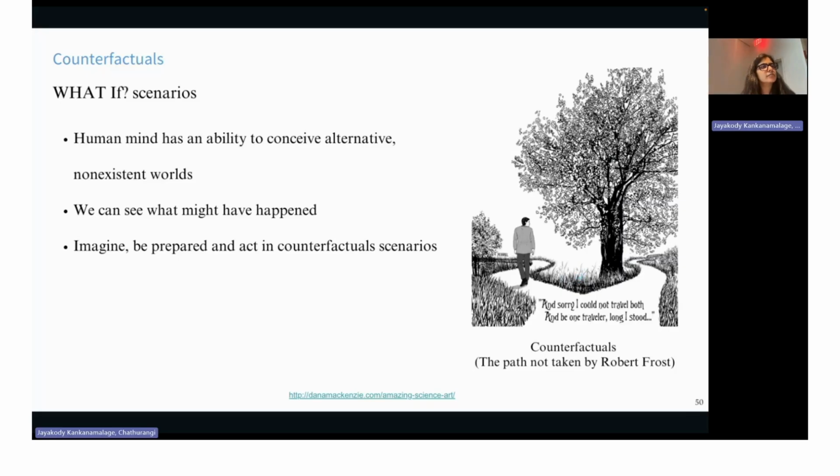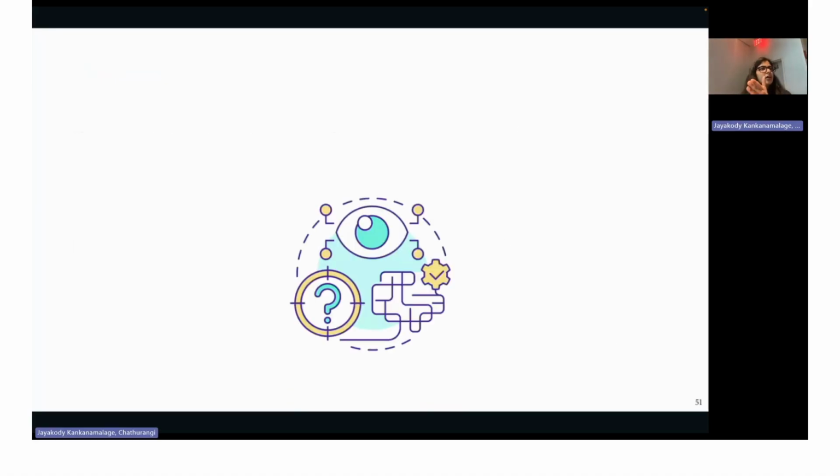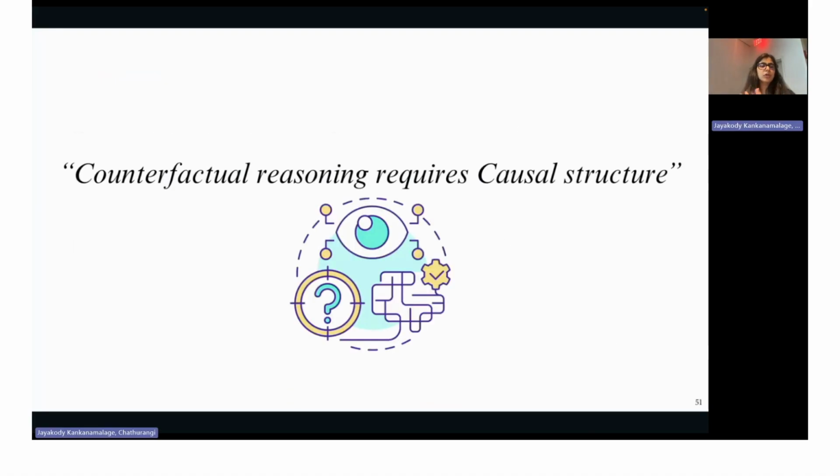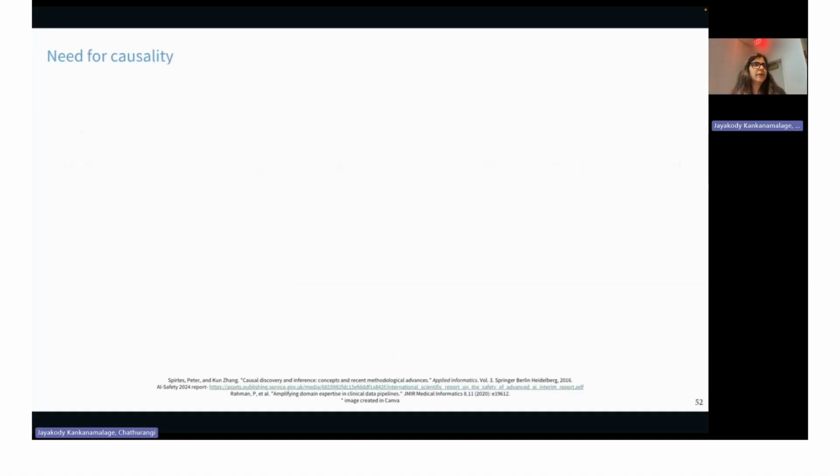But current AI systems, or current AGI or agentic systems, do not have counterfactual or causal understanding of the world. So let's say we want to make sure these systems have those counterfactual abilities. What do we need? We would first require a causal structure of the domain or of the world that we want to deploy these agents in. And this becomes especially critical in safety critical domains.